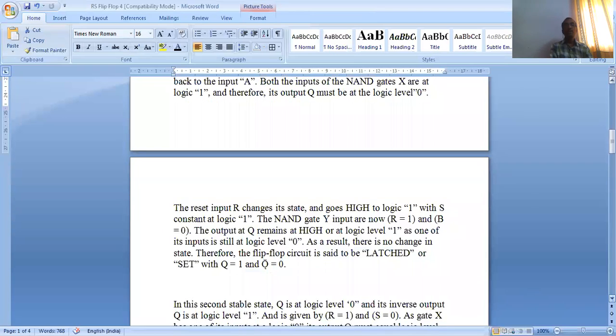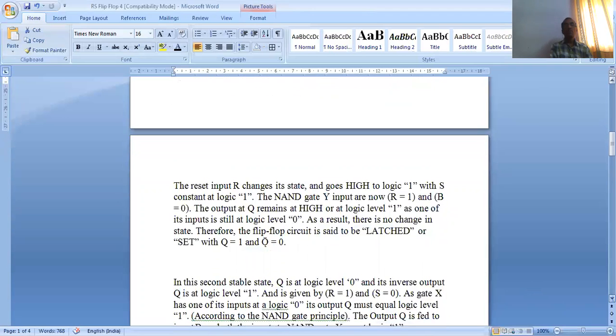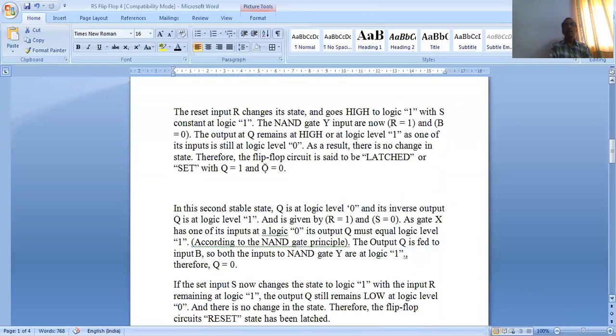R equal to 1 we have discussed. Now we are going to see S equal to 1 and R equal to 0. In this case, if the set input state now changes to logic level 1, with R remaining at logic level 1, the output Q will remain low, logic level 0, and there is no change. Therefore, the flip-flop circuit reset state has been latched.